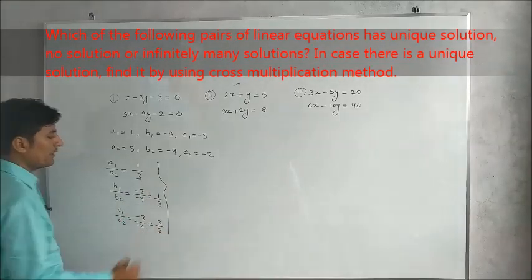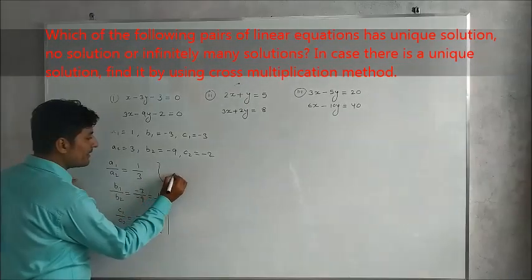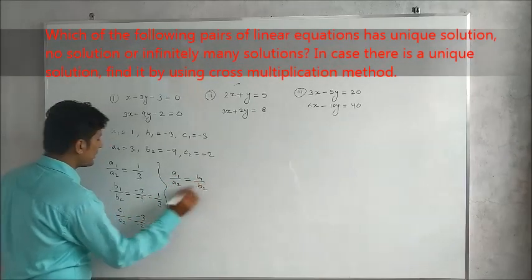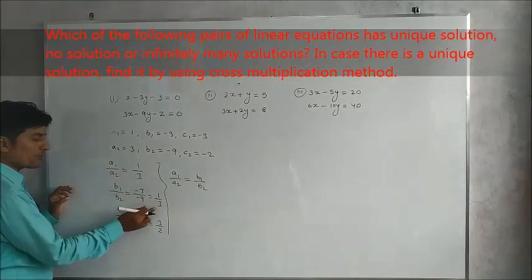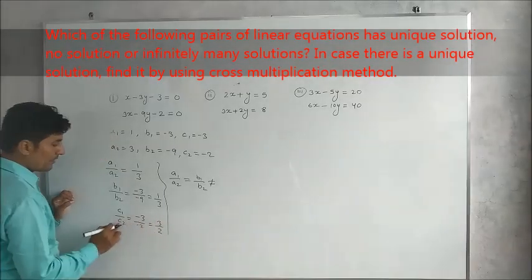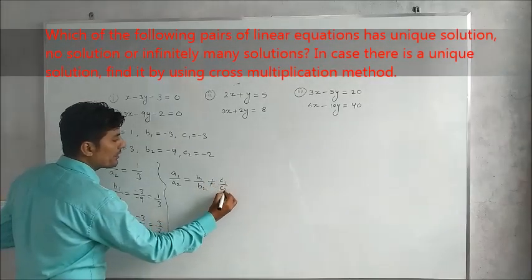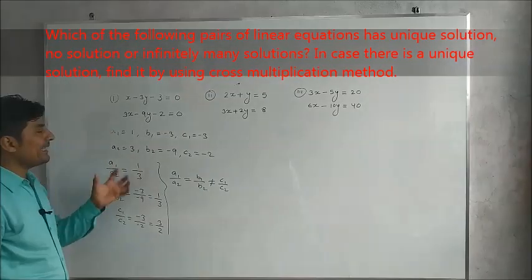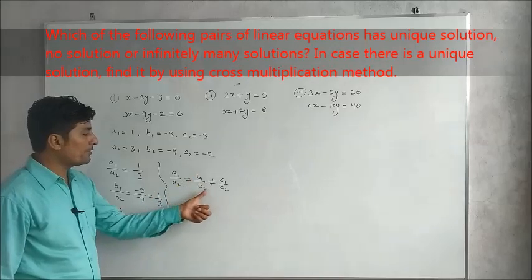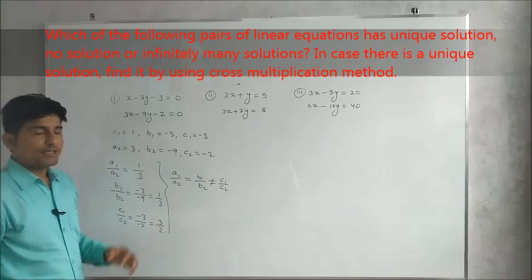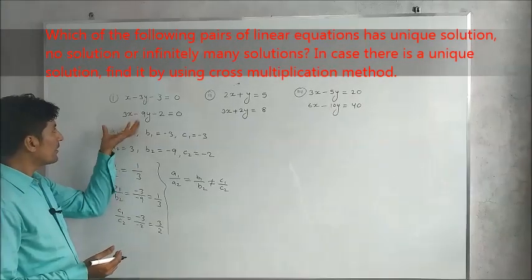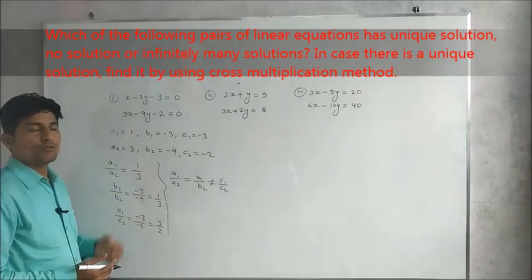So from these three ratios, we can easily say a1 upon a2 is equal to b1 upon b2. a1 upon a2 is 1 upon 3, b1 upon b2 is also 1 upon 3. So both are equal, but they are not equal to c1 upon c2. If any pair of linear equations has the ratio a1 upon a2 equal to b1 upon b2 but not equal to c1 upon c2, then those linear equations will have no solution. So the very first question has the answer: no solution.